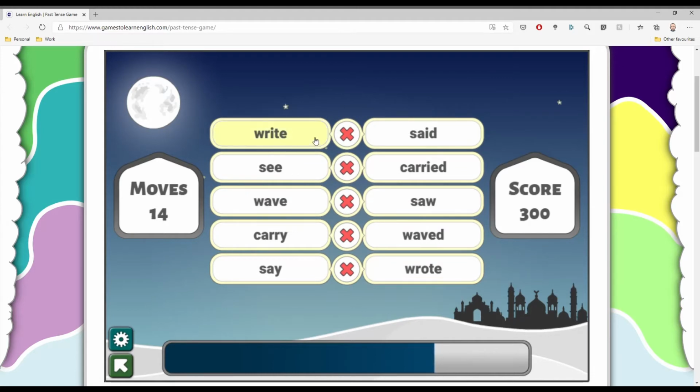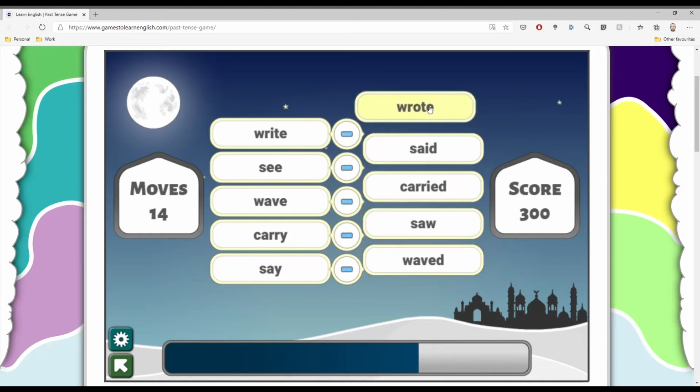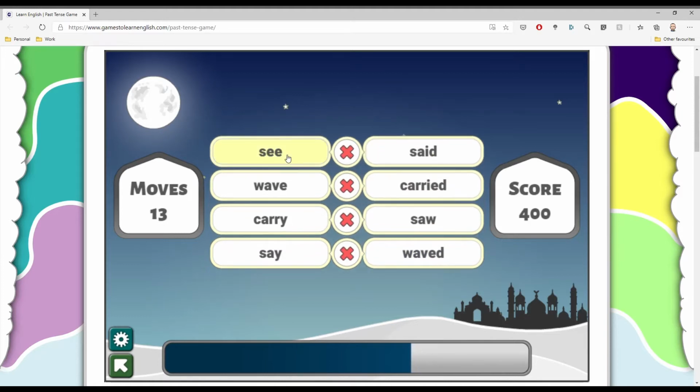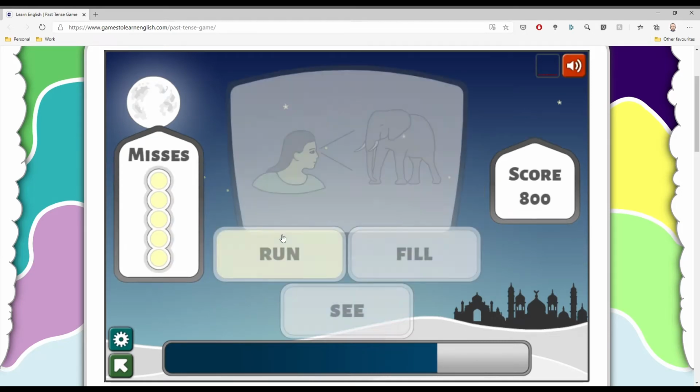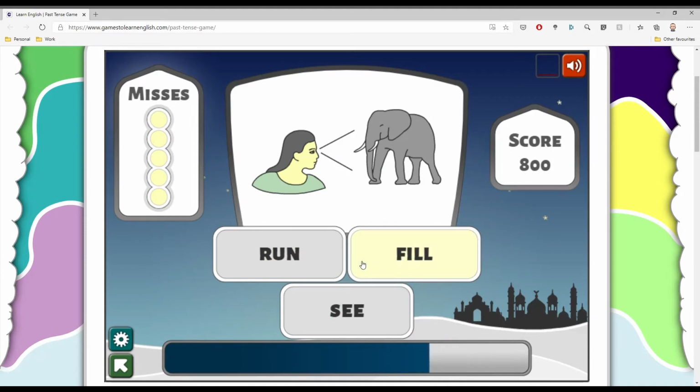And then we've got write, which goes with wrote. That's right, it's wrote. See. Saw, like at the playground, a seesaw. But today I see, yesterday I saw. And then we've only got two left. Wave was not wove, it would be wave and waved, say and said.